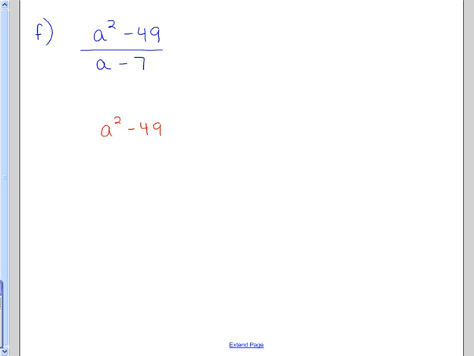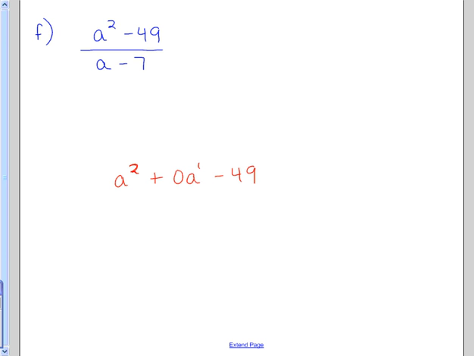Okay, so if it has a degree of 2, then I need to have a placeholder for every degree less than that. So I would actually write this as a squared plus 0a minus 49, so that I have a placeholder for every exponent below the highest one. So if it begins with a squared, then I have to have a place for a to the first. So we use a 0 to hold that place.